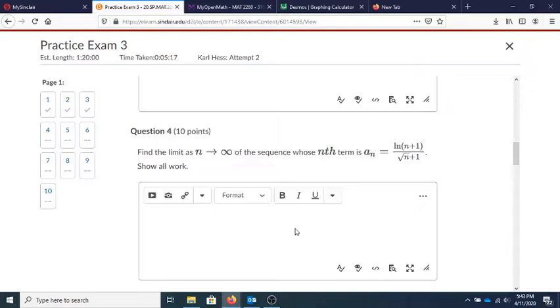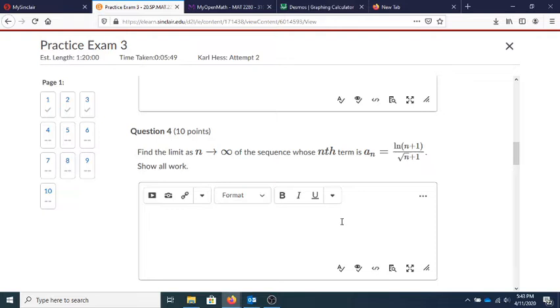Alright, question 4. Find the limit as n goes to infinity of the sequence whose nth term is a sub n equals the natural log of n plus 1 over the square root of n plus 1. Now notice this time it says show all work. Okay. Now, notice that both the numerator and the denominator go to infinity as n goes to infinity. So this is a problem where we can apply L'Hopital's rule.